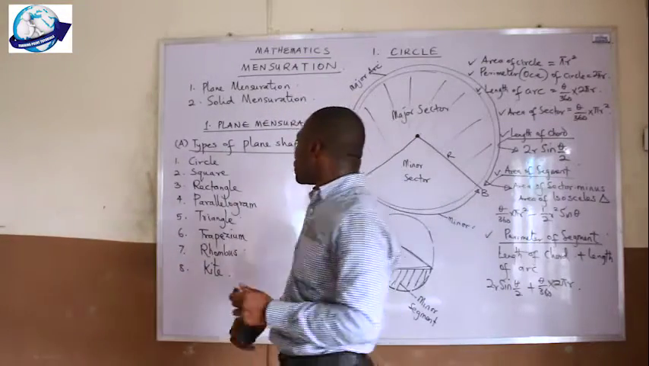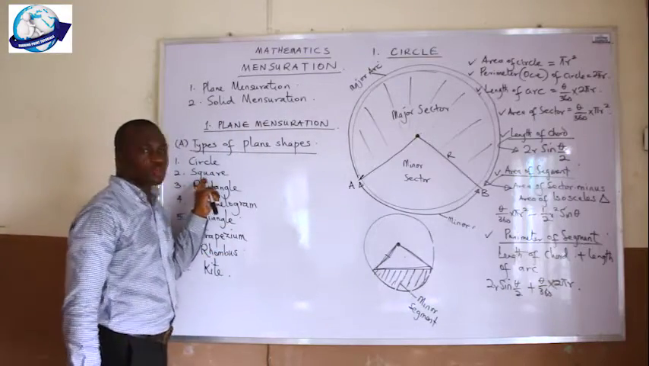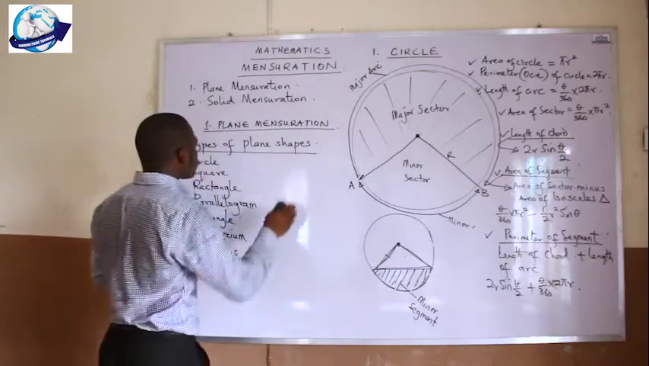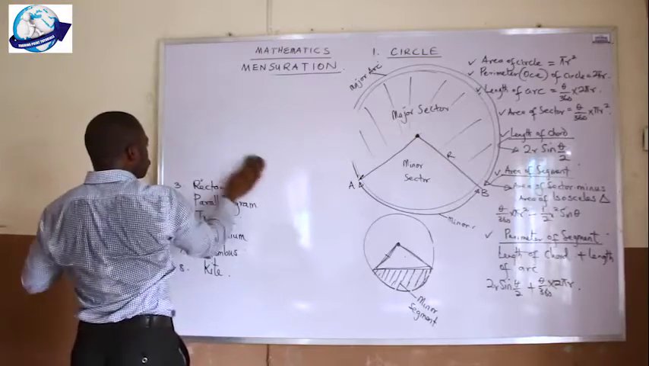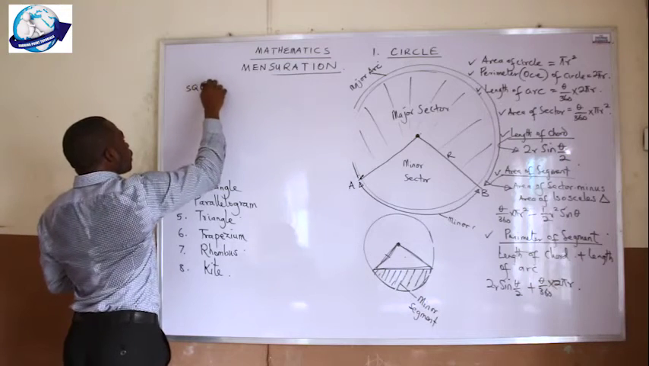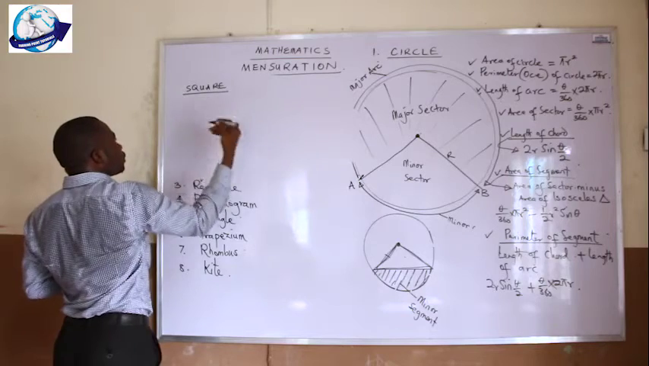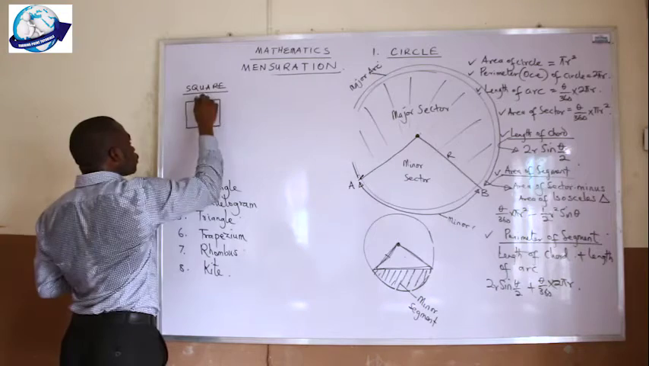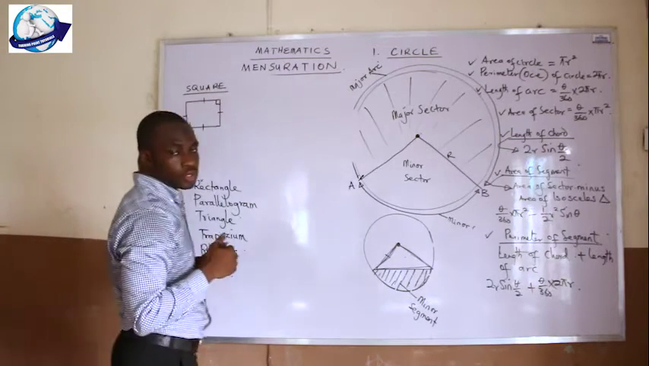So we'll move on to the next shape. Next shape before us is a square. From what you are seeing, in a day we cannot exhaust this in calculation. Let me just remind you, this is the shape of a square. Don't forget that all sides are equal. Don't forget that all angles are equal, 90 degrees.